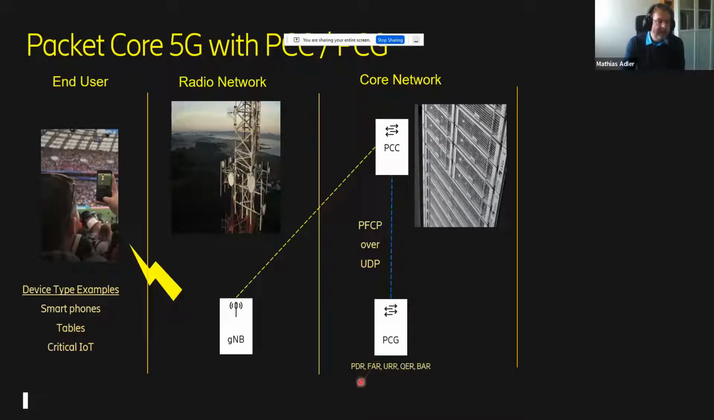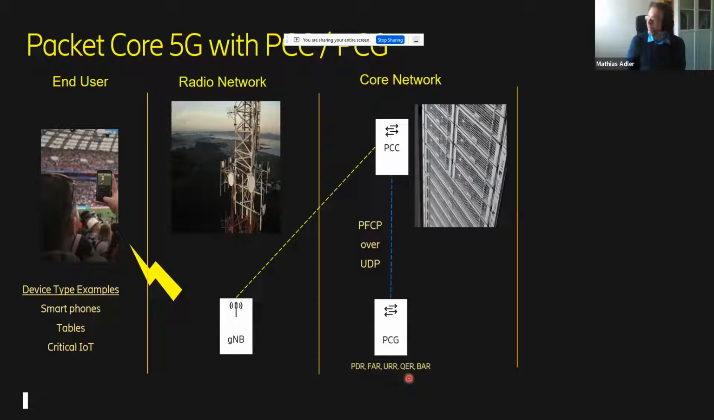So the first part is the packet detection rule, which is used to match incoming traffic to an actual end user from both the internet direction and the radio network. And then we have the forwarding action rule, which tells us what to do with the payload when we have matched it to a subscriber and how we should forward it, or if we should drop it or redirect it. Then we have usage reporting rules, which is basically how to charge for the user or report statistics, how much bandwidth this user has used or how long he has been active.